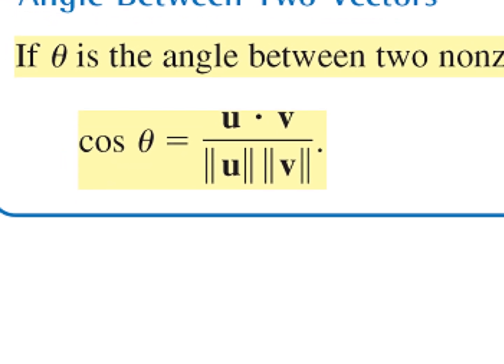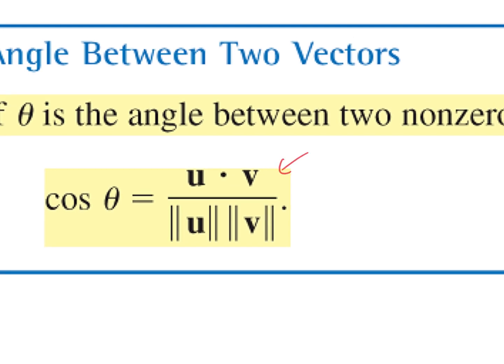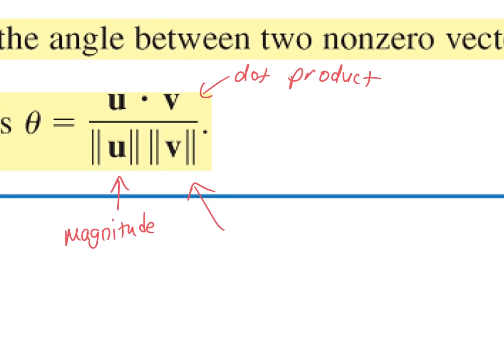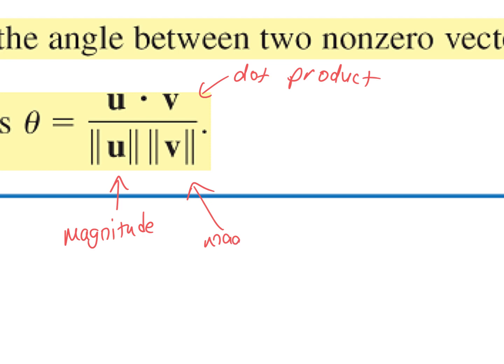First of all, what are you finding on the top? The dot product. And then what are you finding on the bottom? The magnitude. And then what are you doing to those two magnitudes? You're multiplying them. And then what do you do to those two things together? Your calculator is going to divide them. Not a big deal.